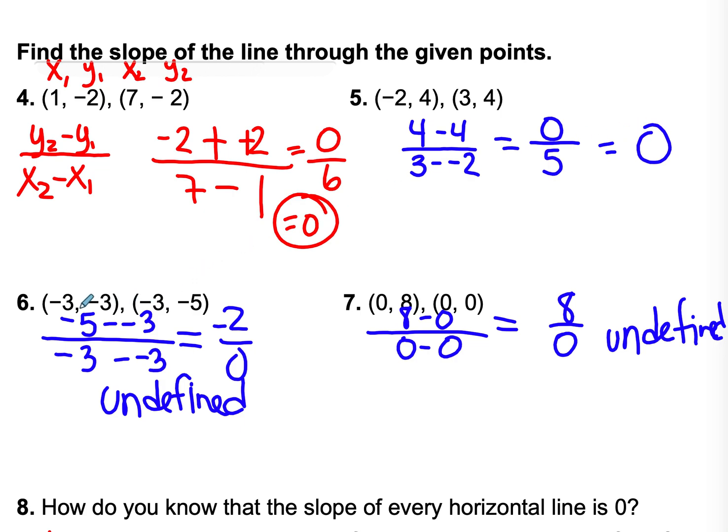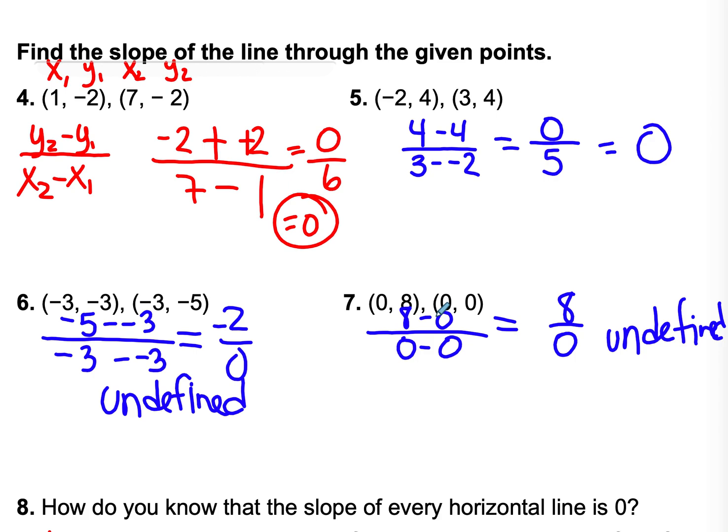On number 6, if you notice, our x values are the ones that are the same there. When we do the subtraction, we get -2 on the top and we get 0 on the bottom. 0 on the bottom means it's undefined. Number 7, same thing. Our x's are the ones that are the same. We do 8 minus 0 on the top. I could have done 0 minus 8. It really doesn't matter which point you pick to start with.